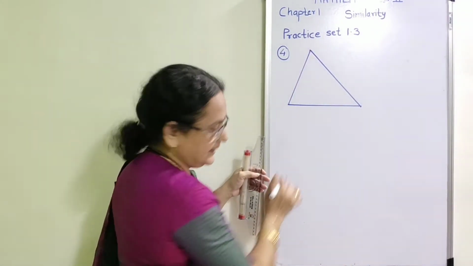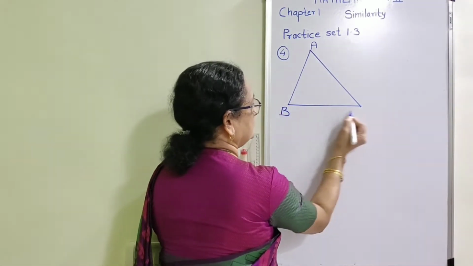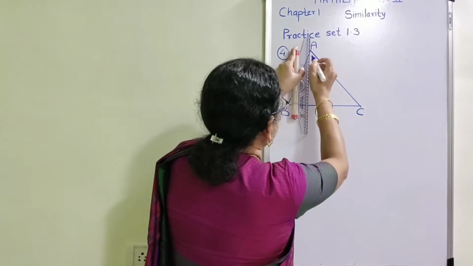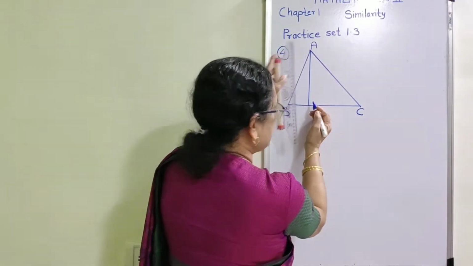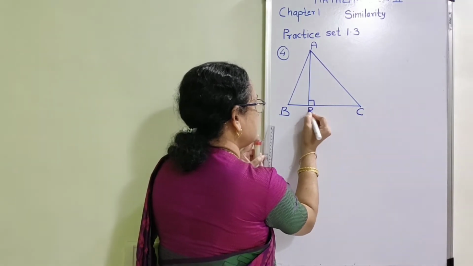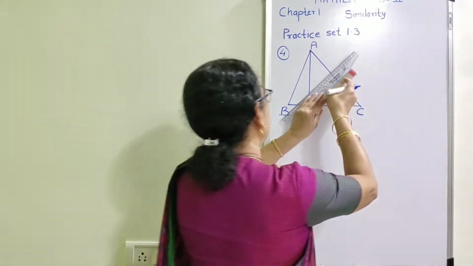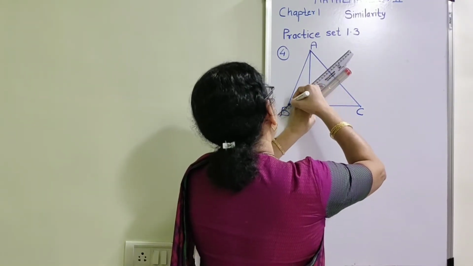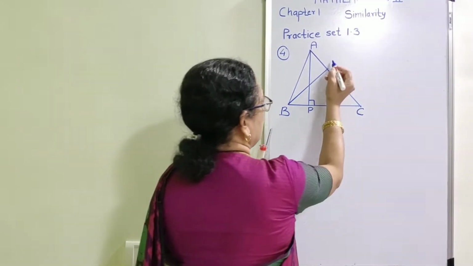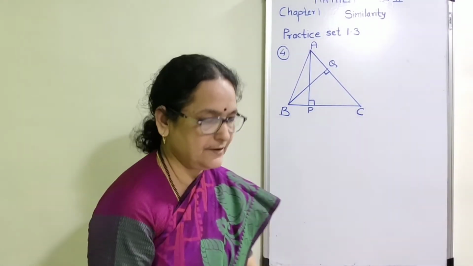This is the greater triangle ABC. In this triangle, a perpendicular is given from vertex A on base BC. This point is given as point P, and AP is the perpendicular. Also, from vertex B, a perpendicular on base AC is given, and this is point Q. Now this is the given figure.